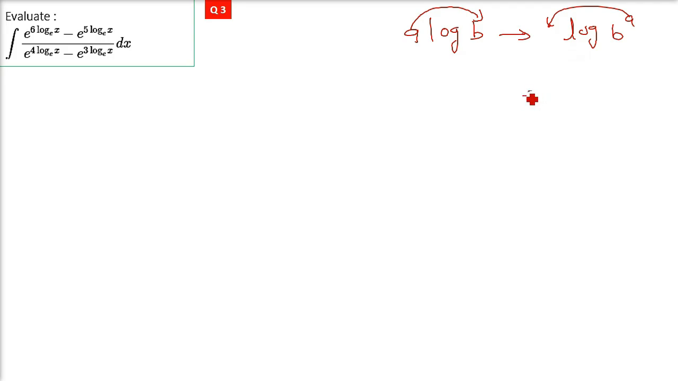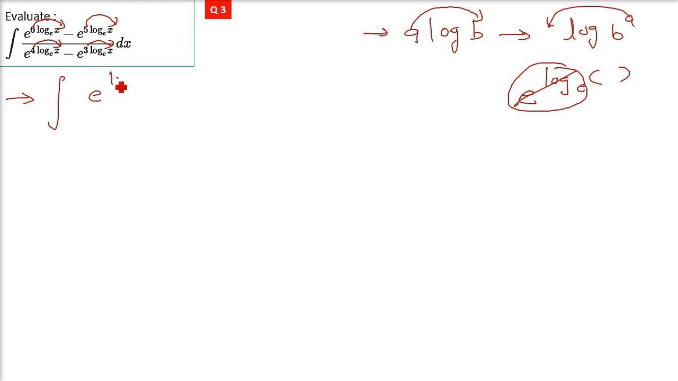There is one more thing we are going to employ, which is e raised to the power log e. This gets cancelled, that is just 1. Now we need to integrate here. This 6 goes up: x to the power 6, x to the power 5, x to the power 4, x to the power 3. All 4 terms are exactly similar, so whatever I am doing with one term applies to all the terms.